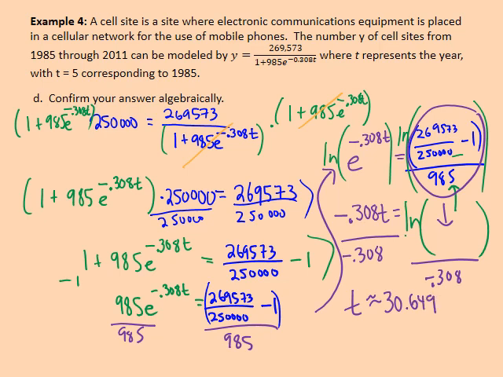30.649, which is the exact same answer we got by finding the intersection. Now remember, the question was what year? So we need to add the 1980. So we know our final answer is 2010.649, which is in the middle of the year 2010.